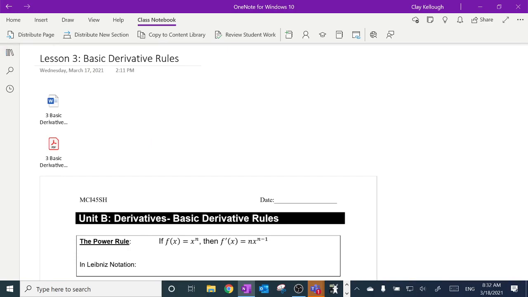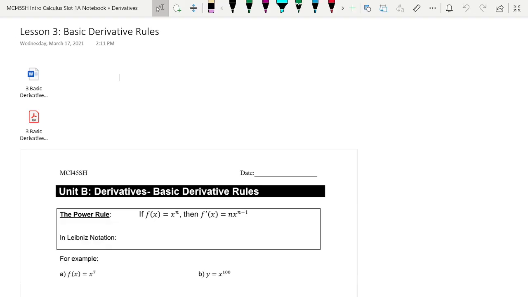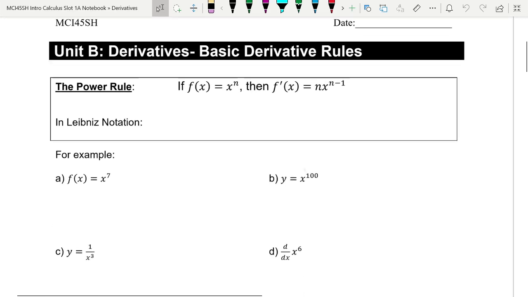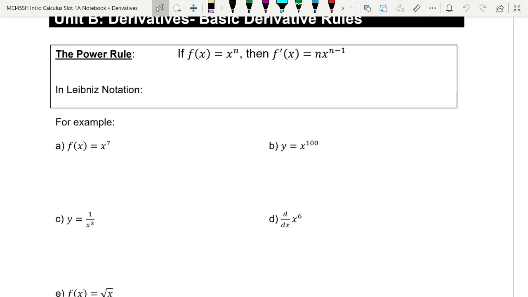And I have good news for you. Once you learn how to do it this way, you won't be using first principles almost ever again, except when we want to make sure we can test you on your ability to use first principles. So here comes the basic derivative rules. First one is called the power rule.